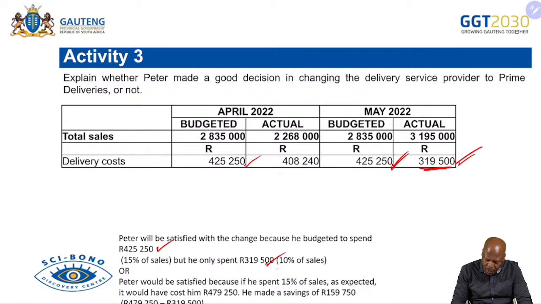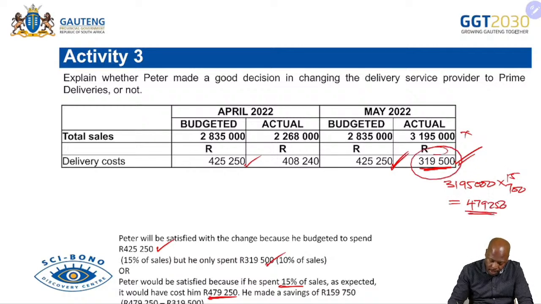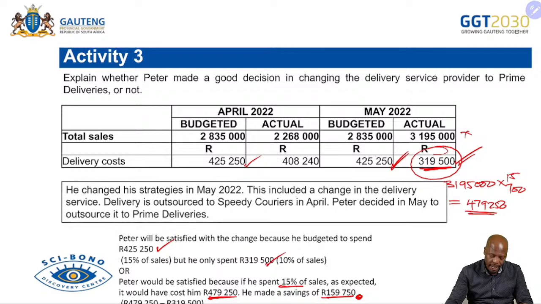Peter would be satisfied because if he spent 15% of his sales there, it would have cost him 479. If you take your 3,195,000, you get 15%. It would have given you 479,250, but he ended up only spending 319,500. So he then spent less. In other words, he saved 159,750. All right. I do hope that this part you have got it, and you need to constantly go over it over and over again.